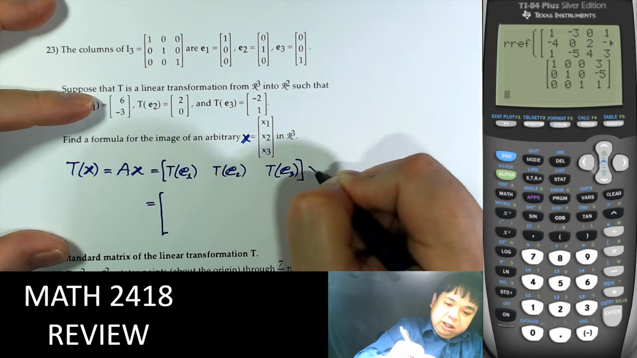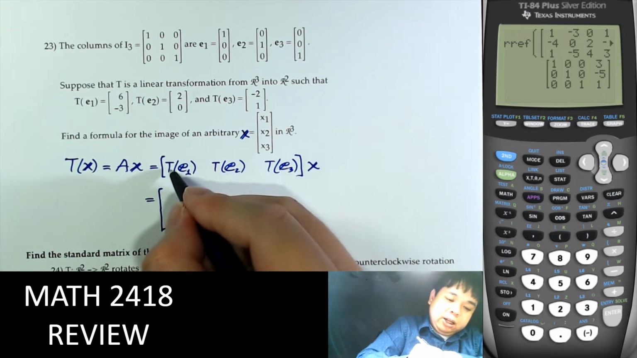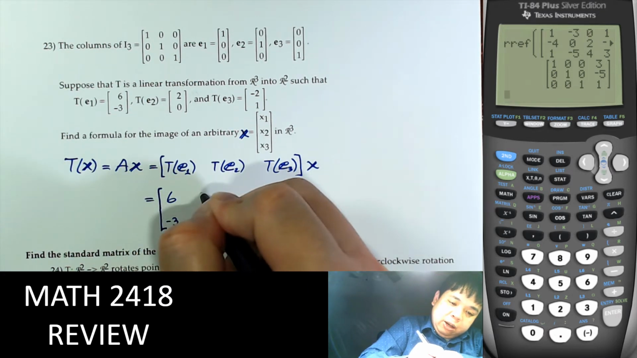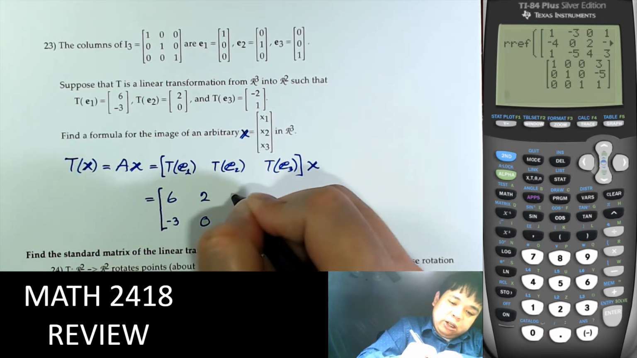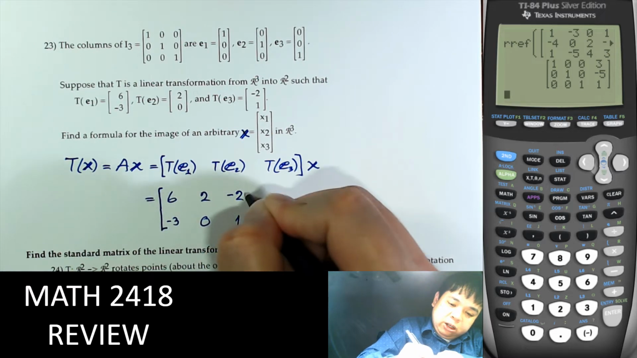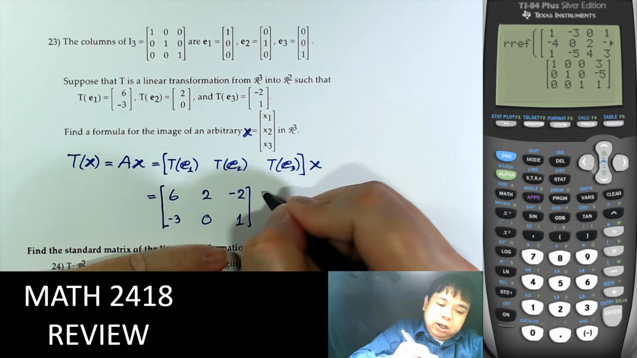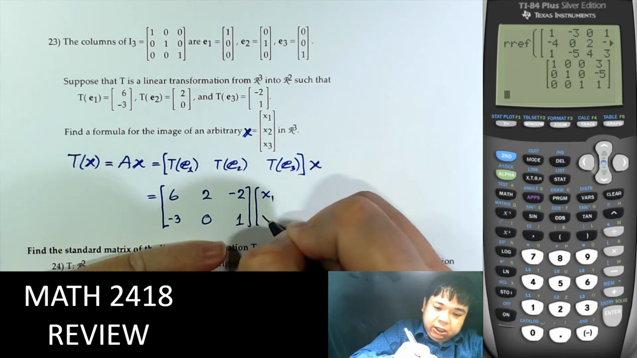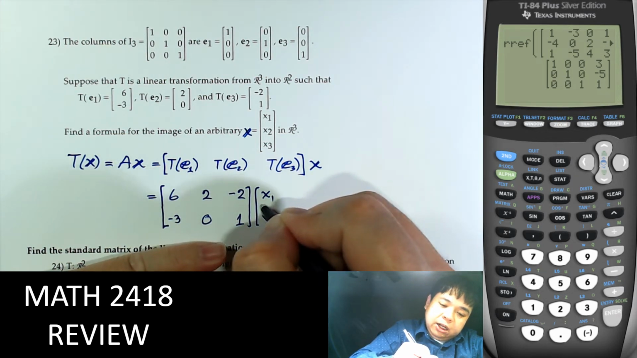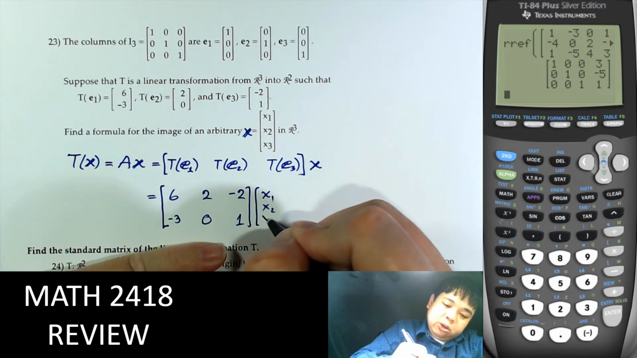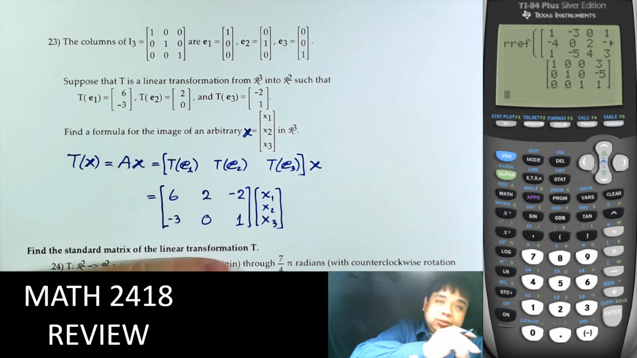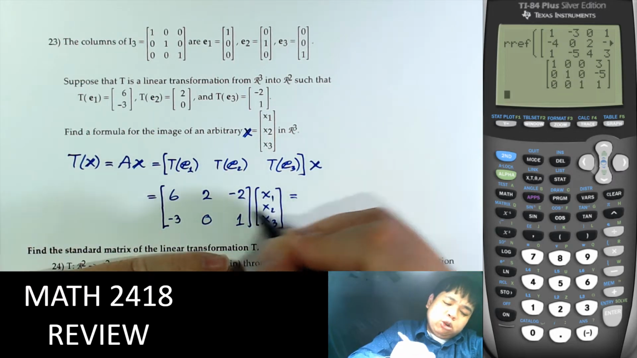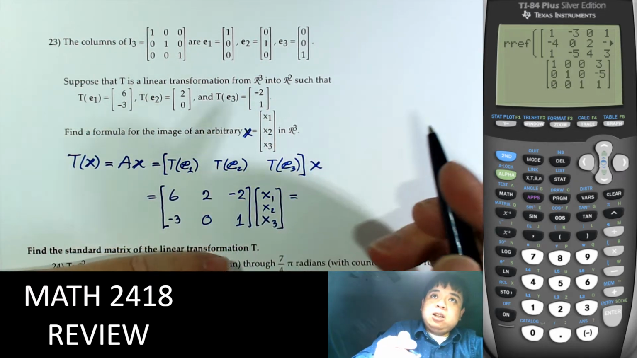And then times x, of course. Now T(E1) is (6, -3). Applied to E2, we have (2, 0). Applied to E3, we have (-2, 1). If we want to, we multiply by x1, x2 and x3, since there are 3 columns. Now if we actually want to multiply them out, we can do it.